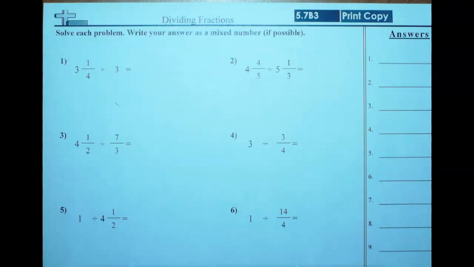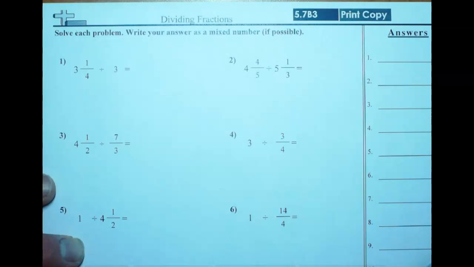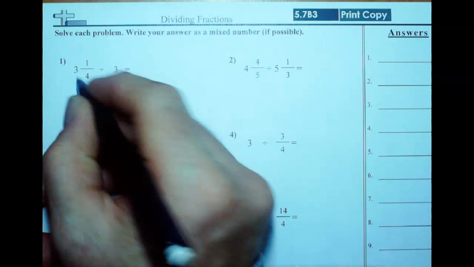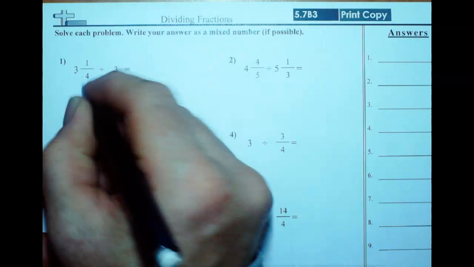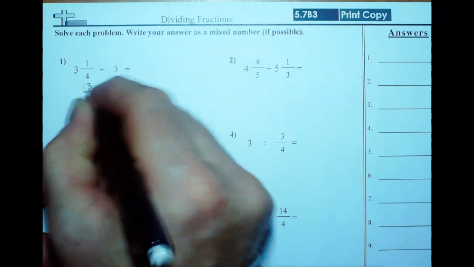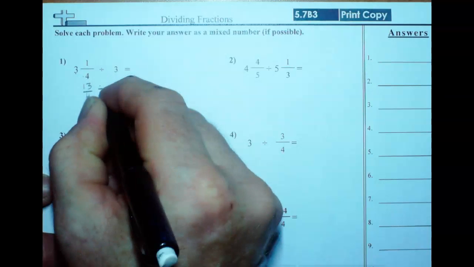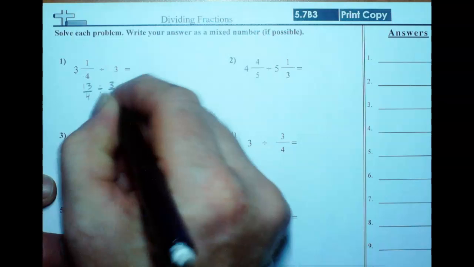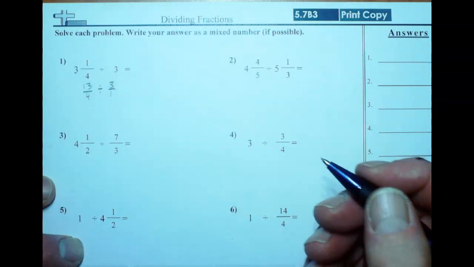Hello, this is a tutorial on 5.7b3, dividing fractions and mixed numbers. First thing we have to do, get rid of the mixed numbers. Make them into improper fractions. 3 times 4 is 12, plus 1 is 13 fourths, divided by, let's just make it 3 over 1, make that into a fraction. We've renamed it.